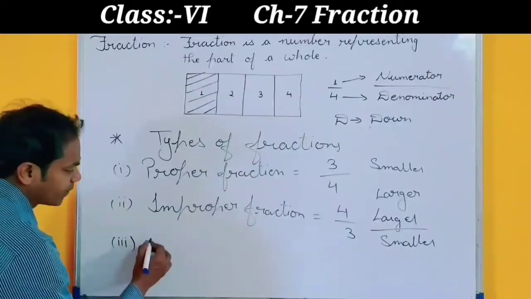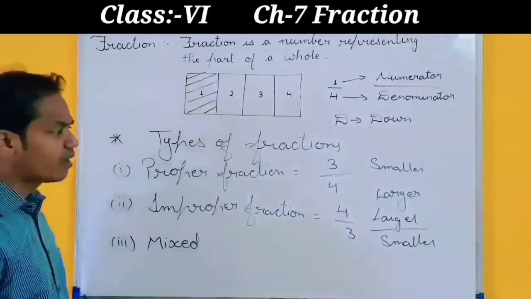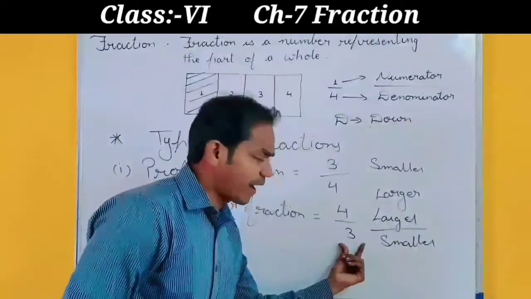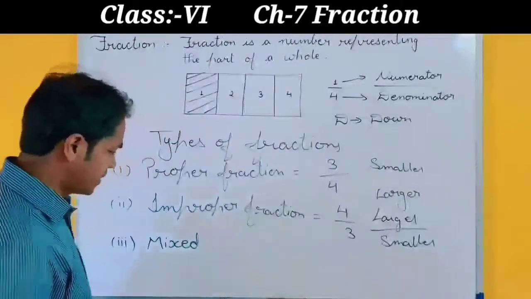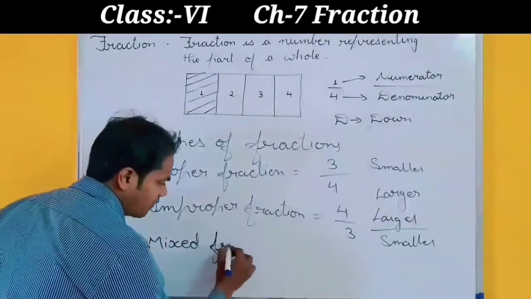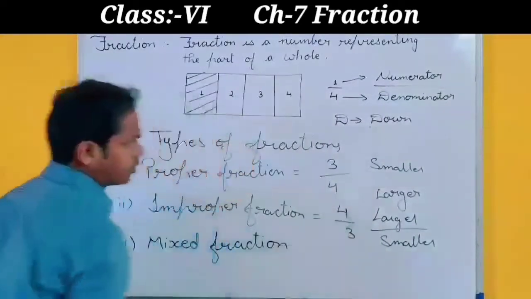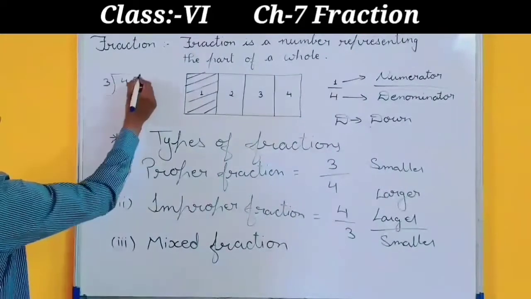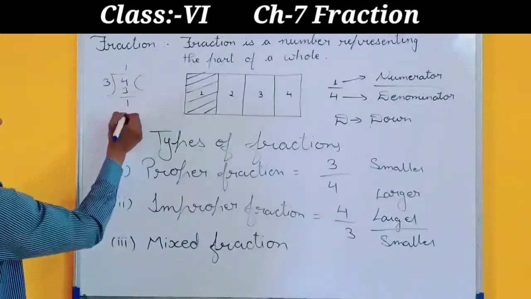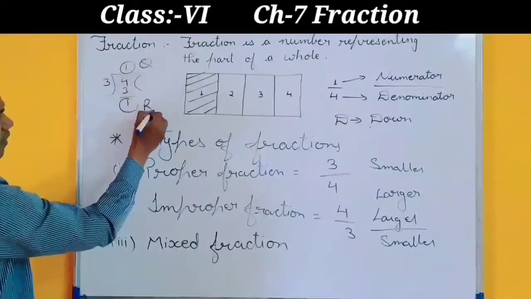Now third one is mixed fraction. What is a mixed fraction? When your improper fraction can be written as a whole, then it is known as a mixed fraction. How? I will explain. Suppose I take this 4 upon 3. When I divide 4 by 3, 3 1s are 3 and remainder 1. This is your quotient and this is your remainder.